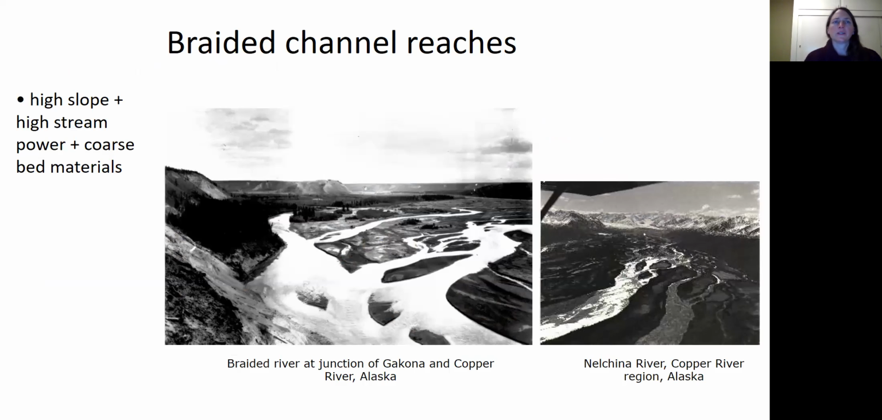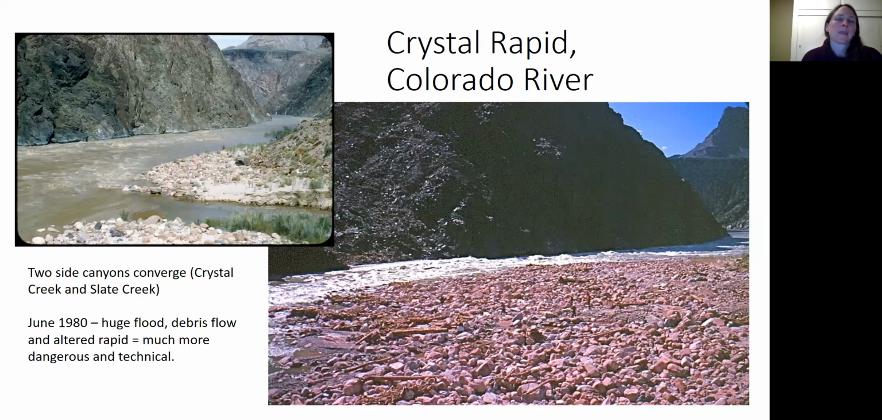And then the last kind of reach is called a braided channel reach. And this is where you have a high slope and high stream power with very coarse bed materials. And so you get a lot of movement, and these are both pictures from Alaska, and you get kind of meandering, but not just that, like breaking apart and coming back together in these braided channels.